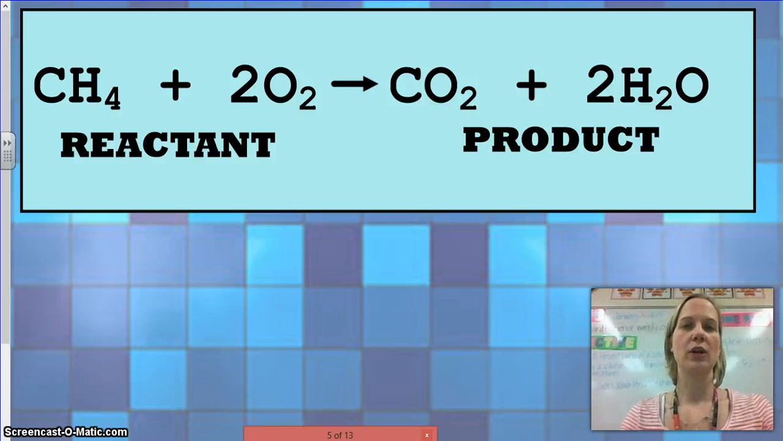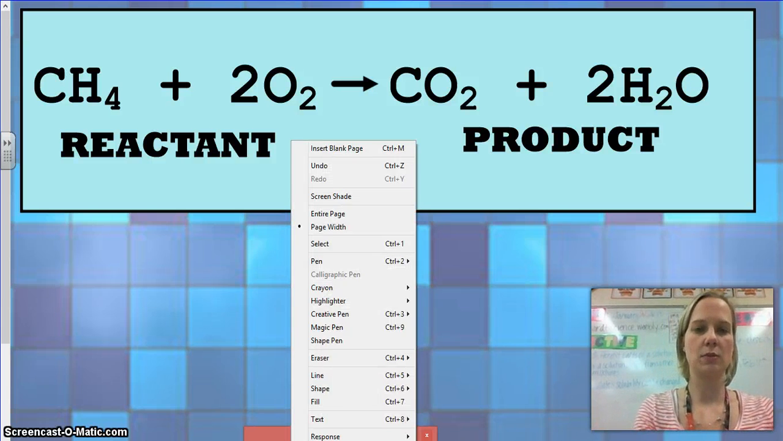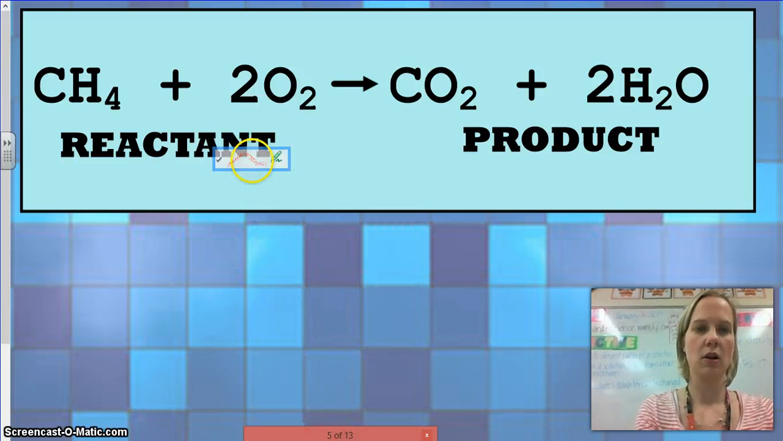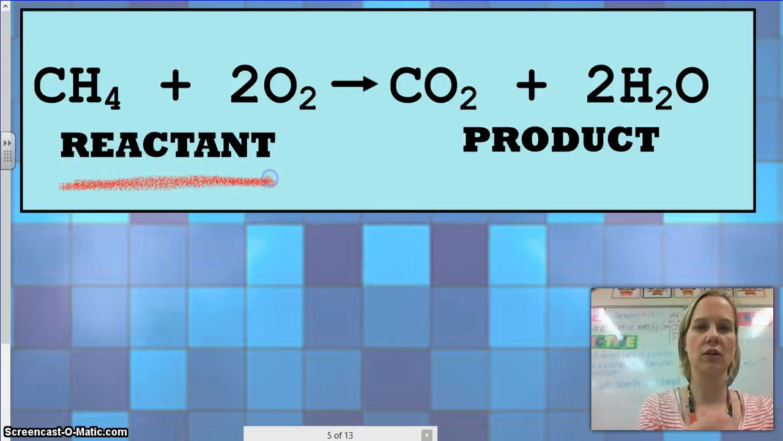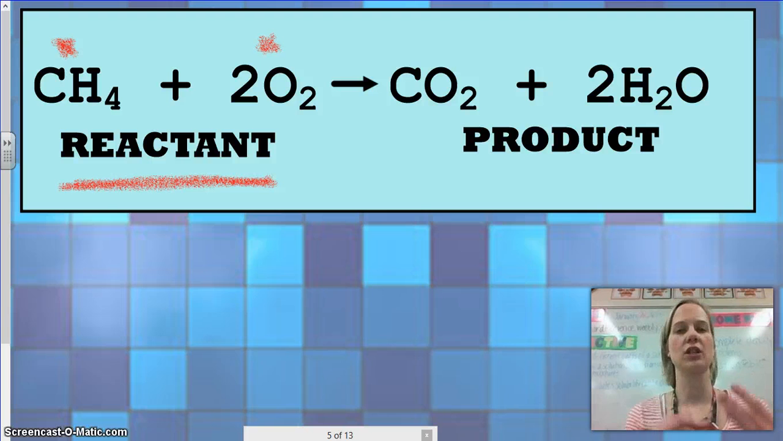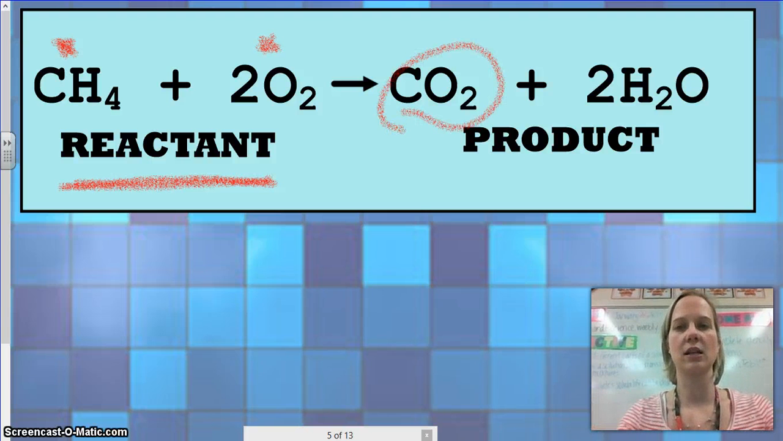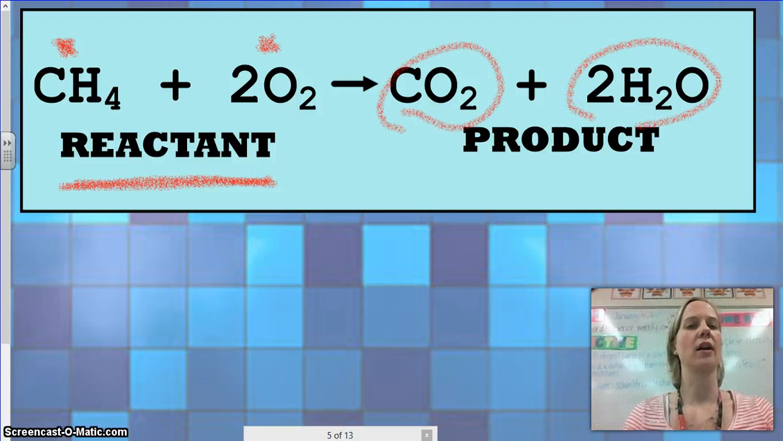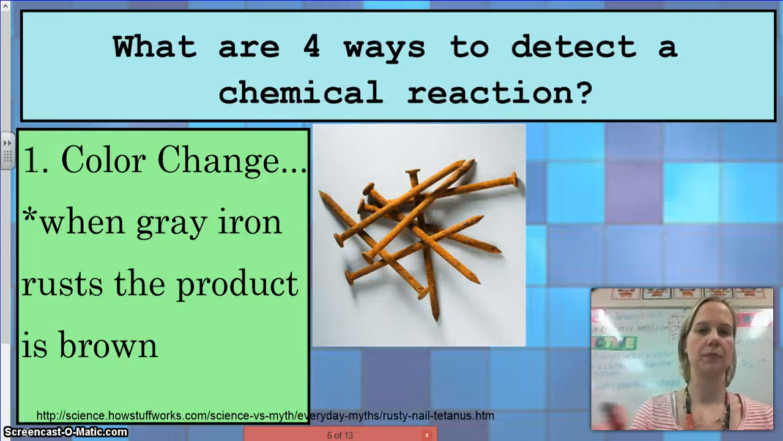All right, so if I were to look at a chemical equation, which is what you see here, the reactants are going to be the stuff that is present at the beginning, like we just talked about. So that's this stuff over here. This is methane right here, and then I've got oxygen. If I put methane and oxygen together, I'm going to get carbon dioxide and some water. Those are the products. So we have reactants, what we start with, and products, what we finish with.